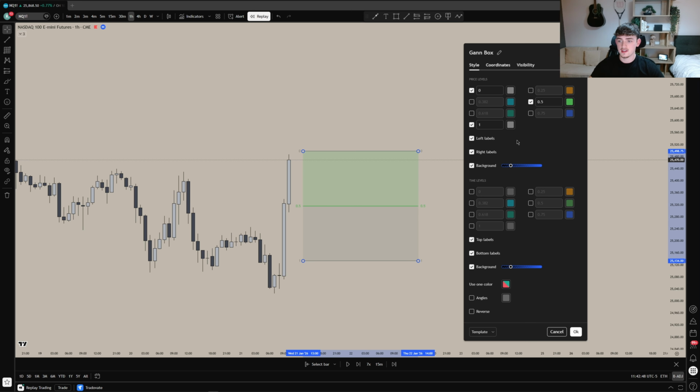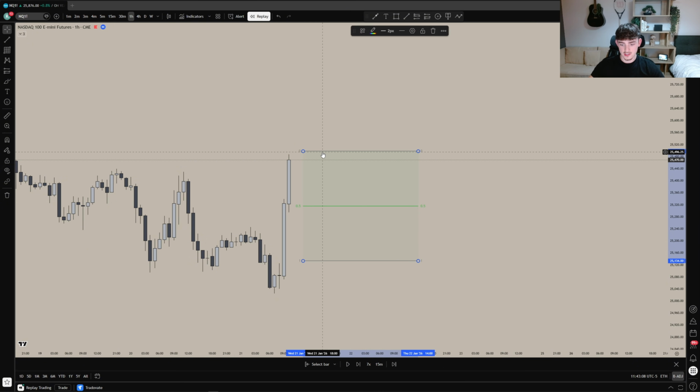If you want to change anything like the background, you can do that here to make it lighter, or even have no background. I like to just have that. And then you can obviously change the colors here. These are the settings that I have. So just 5 in on the top level, and then same with the 0, and then the 0.5 on this side with the green. So this is obviously my premium, and this is my discount. Perfect. So now let's use this for an example.